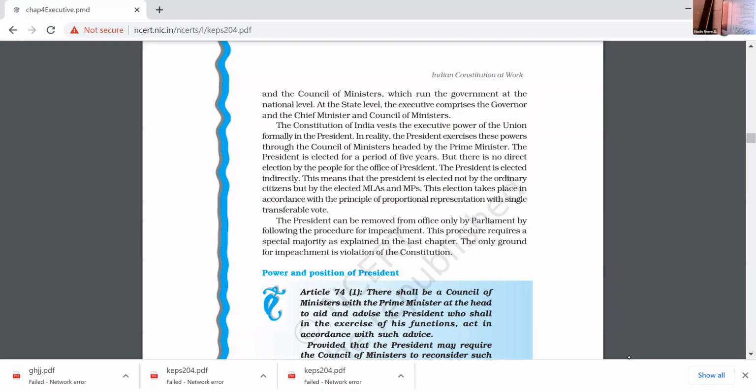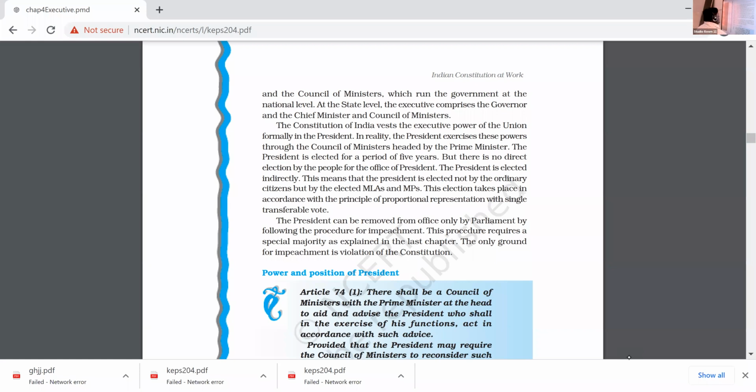The president can be removed from office only by the parliament by following the procedure of impeachment, right? Impeachment. So what we can say, when the government wants to make the president lose his power, that procedure is called impeachment. What is that? Impeachment. Dragging the president down from the power or pushing him out from the power is basically termed as impeachment.